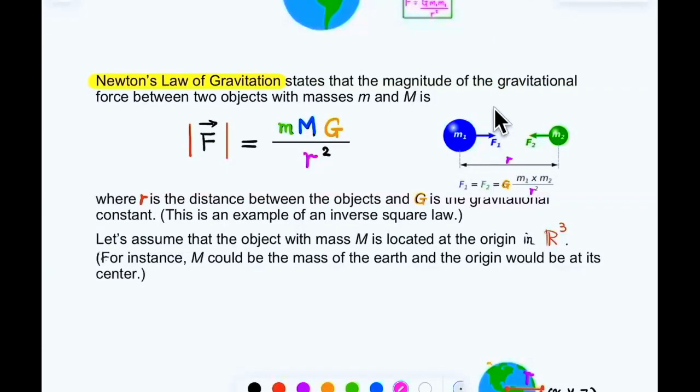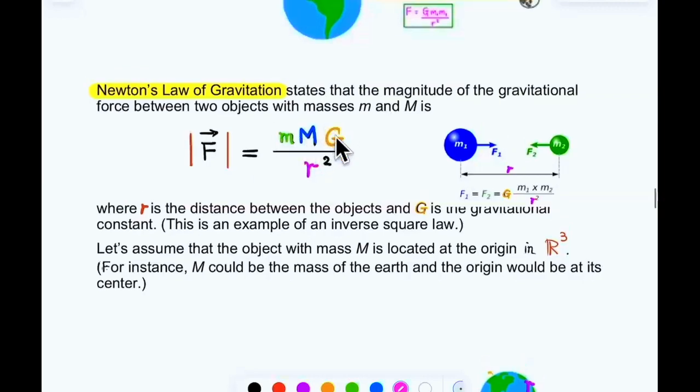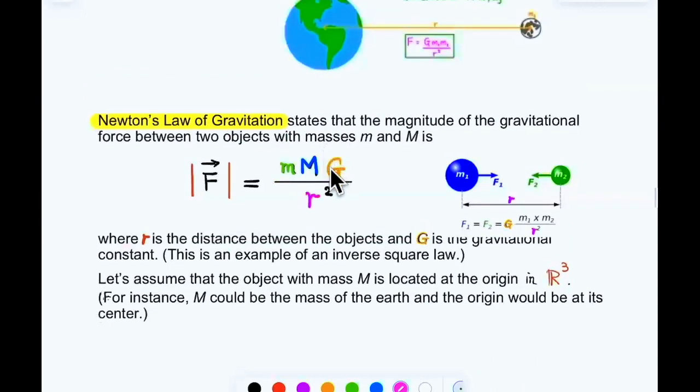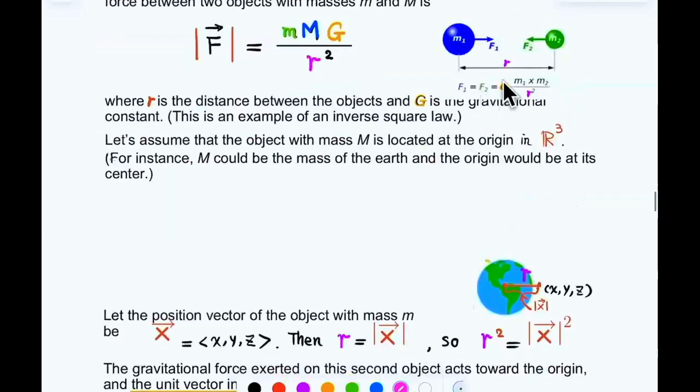So that's Newton's law of gravitation. The magnitude of the gravitational force between the two objects is the product of the masses of the two objects times this constant, the universal gravitational constant, divided by the square of the distance between them, right? Sometimes you put the G here in front and write it this way.